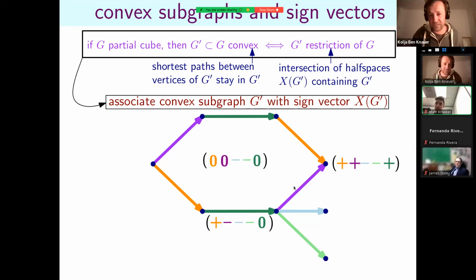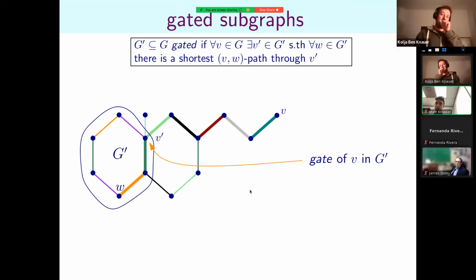Another example is the 6 cycle here. It's crossed by 3 colors. Yes, there are 3 theta classes. So convex subgraphs alone are not sufficient for this.